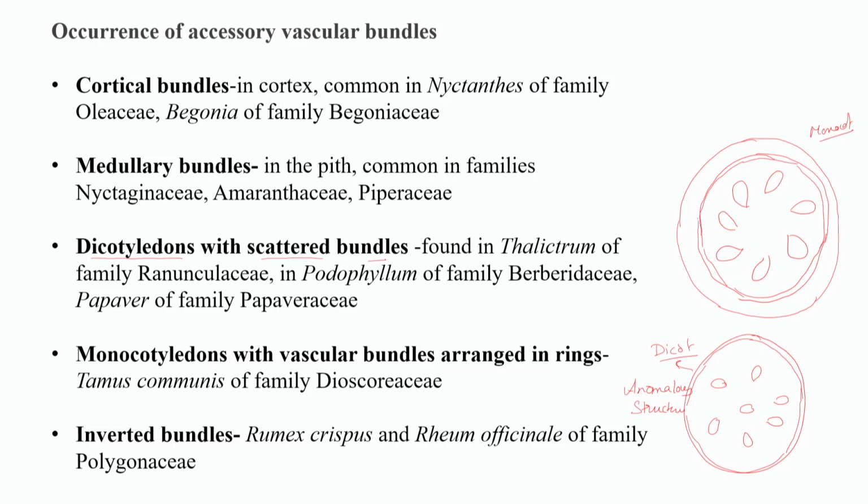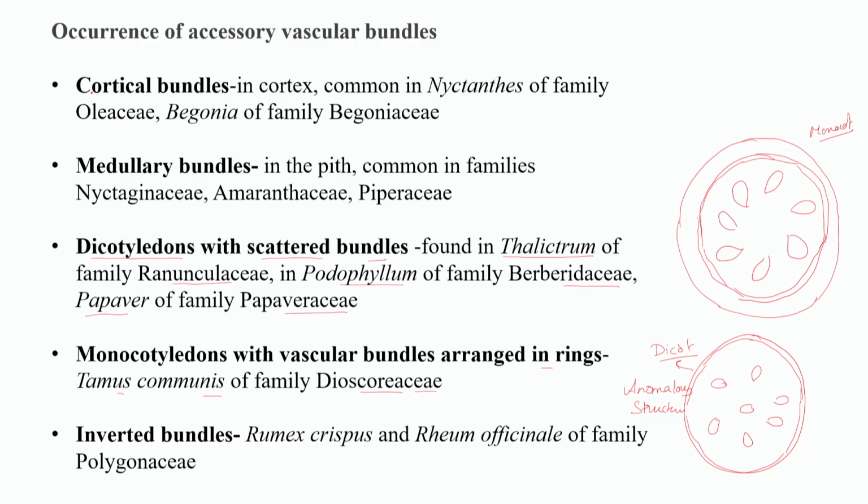These are reported in some families. In dicot, in Thalictrum species, which is found in Ranunculales, this type of scattered vascular bundle is observed. Similarly, in Podophyllum of family Berberidaceae and Papaver of Papaveraceae family, these scattered vascular bundles are found. In monocot, vascular bundles are arranged in the form of a ring in Tamus communis of family Dioscoreaceae. So, these are also anomalous structures which might have originated from their primary growth itself.